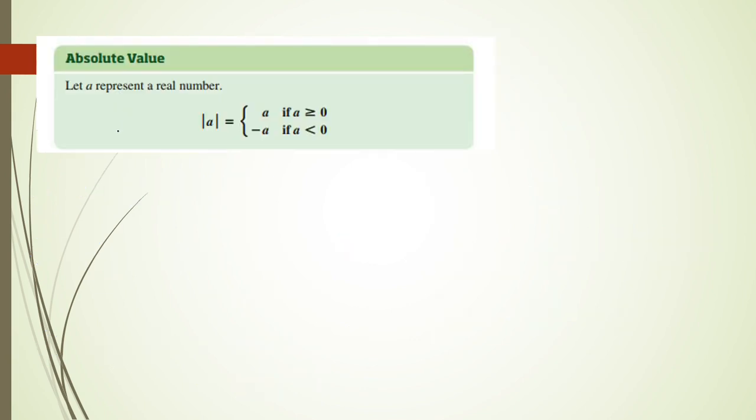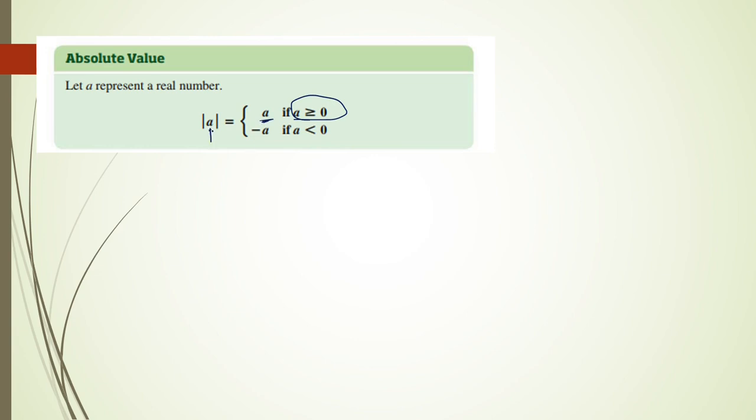We'll look at the definition of the absolute value. For the absolute value, we use these vertical bars, and this is pronounced the absolute value of A is equal to A if A is greater than or equal to 0. It is equal to negative A if A is less than 0.